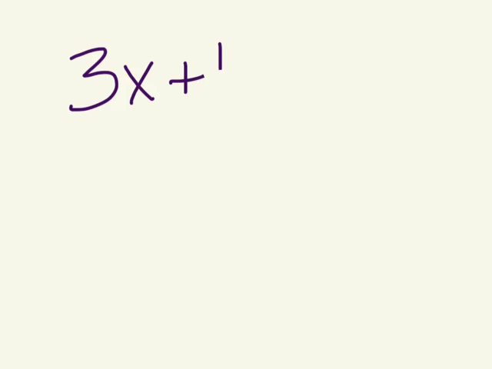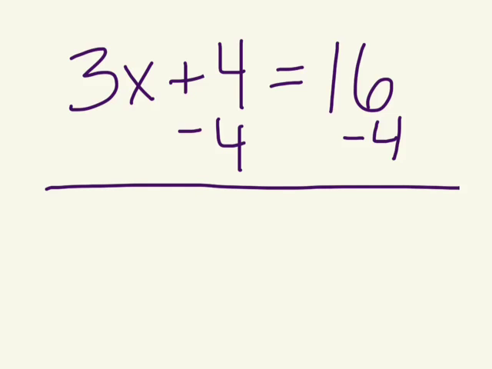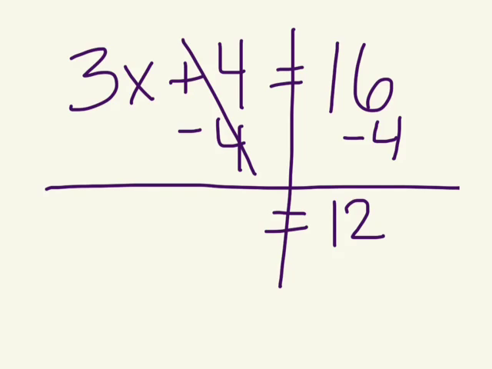3x plus 4 equals 16. Now I have 4 on each side that I can take off so that I can balance the equation. Minus 4, minus 4. Remember, I can only subtract numbers from numbers, so 4 doesn't have a variable on it, so I'm good. 16 minus 4 is 12. Bring down my equal sign. 4 minus 4 is 0. Bring down my 3x. 3 times something equals 12.